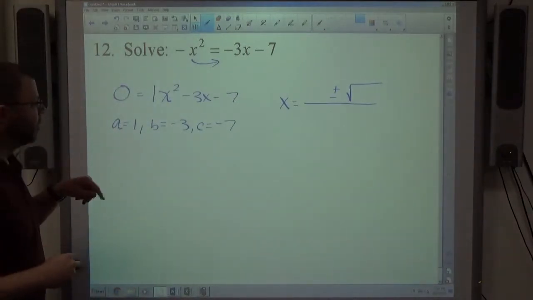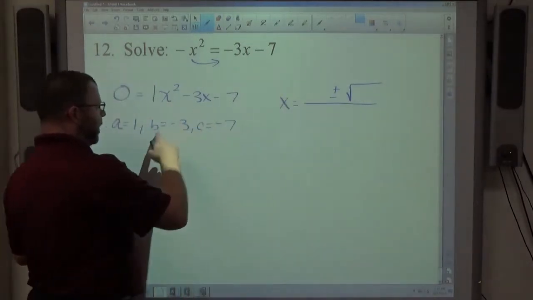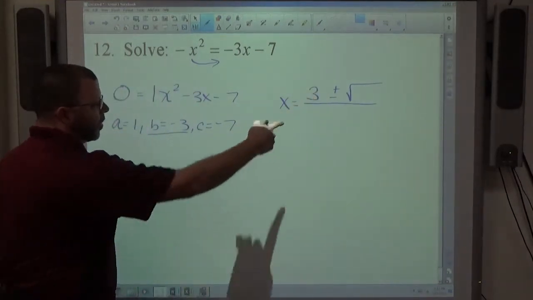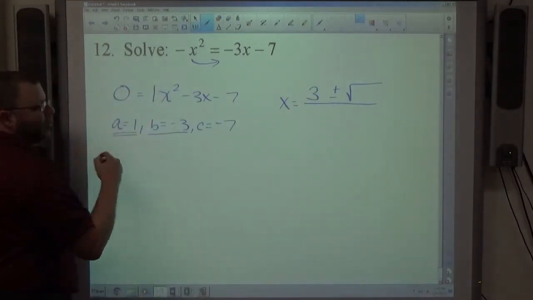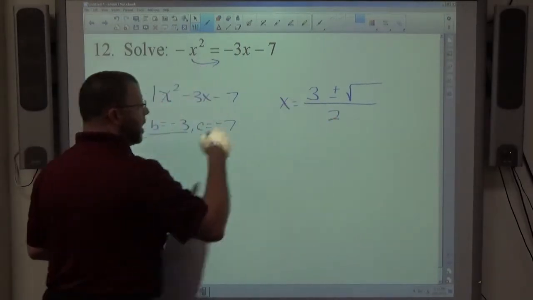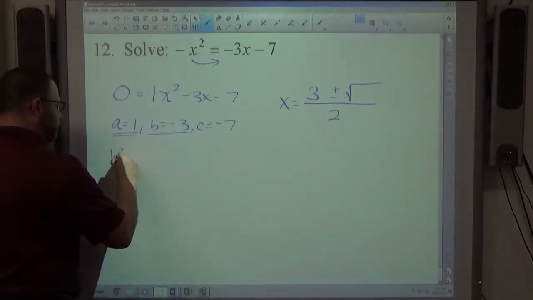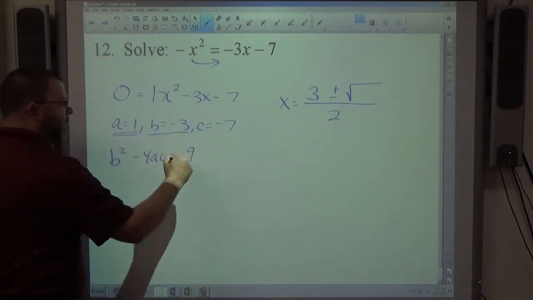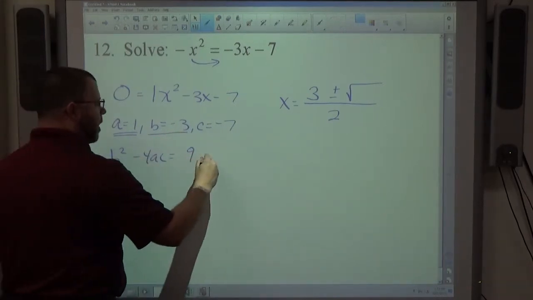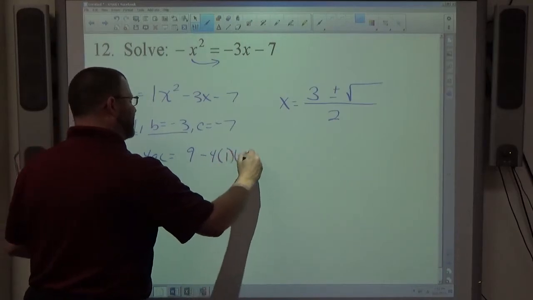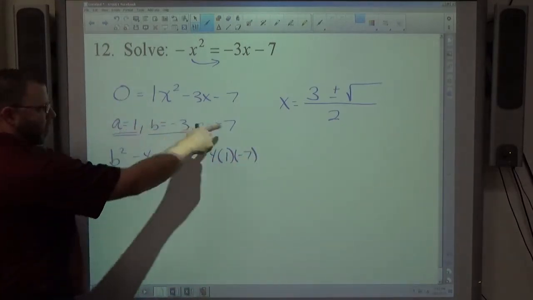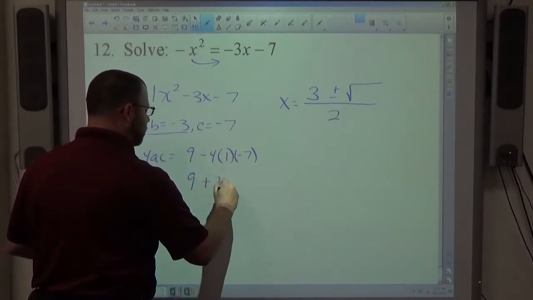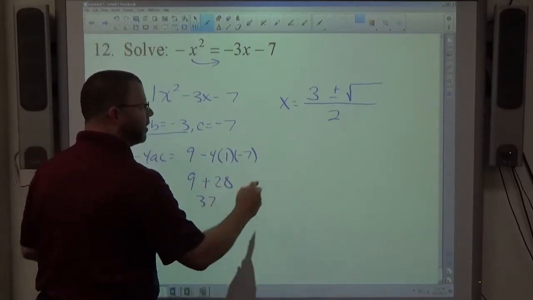And the three somethings are, right here, the opposite of B. B is negative 3, opposite of B is positive 3. What goes in the bottom is 2 times A; A is 1, 2 times A is 2. And what goes in the radical is B squared minus 4AC. B squared is going to be positive 9, B squared is always positive, minus 4 times A times C. A is positive 1, C is negative 7. Two negatives make a positive, so it'll be positive 28. 9 plus 28 is 37.